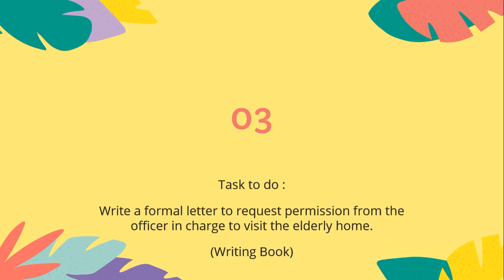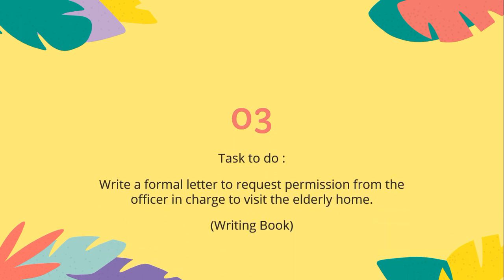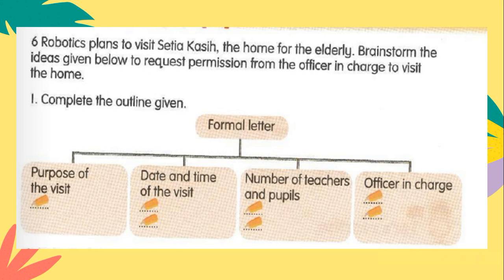Activity 3. Task to do. Write a formal letter to request permission from the officer in charge to visit the elderly home in your writing book. For this activity, you may pause the video for a while to copy the tree map here, or you may also refer to your textbook on page 89. Okay. 6 Robotics plans to visit Setia Kasih, the home for the elderly. Brainstorm the ideas given below to request permission from the officer in charge to visit the home.